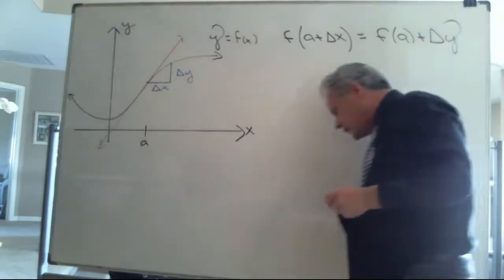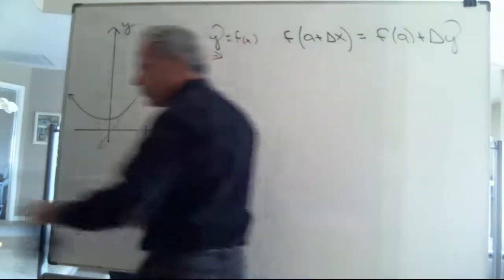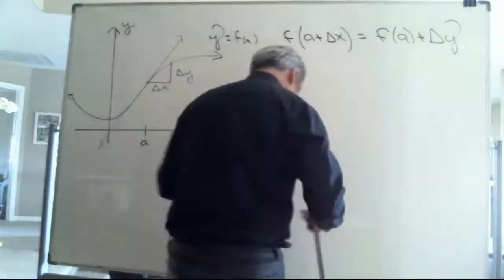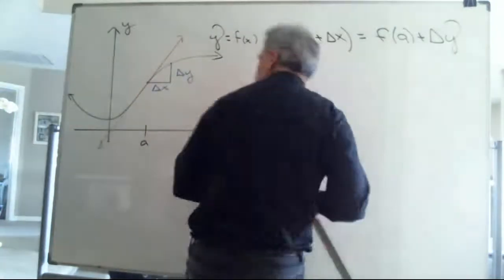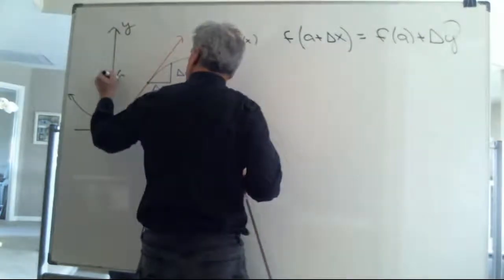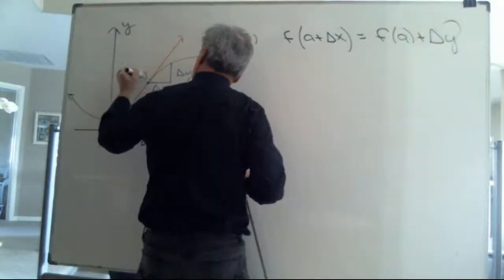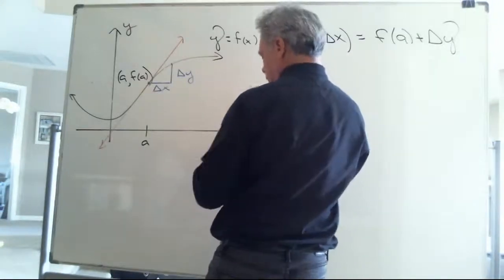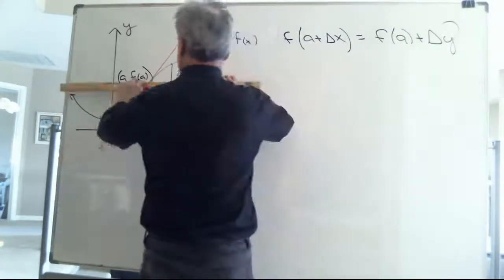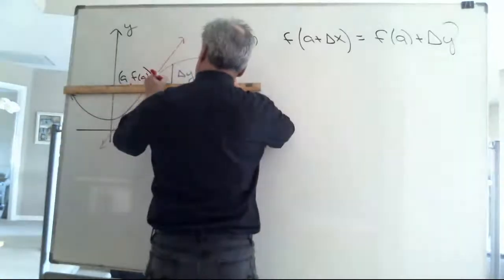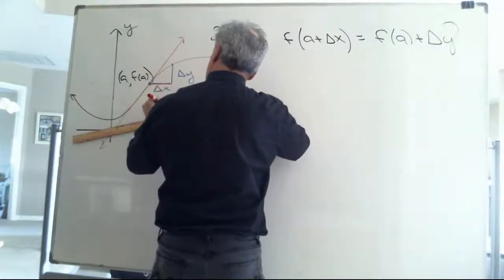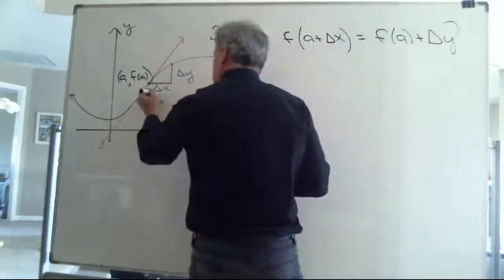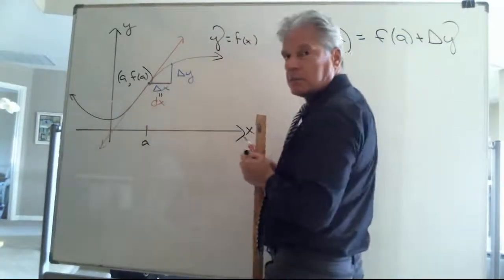And we say instead, let's go back to the pretty picture. From this point located at a, f of a, let's move a small change in the horizontal direction. Let's call it dx. But I have to admit, the way I drew my dx, I really meant to imply it's the same as delta x.